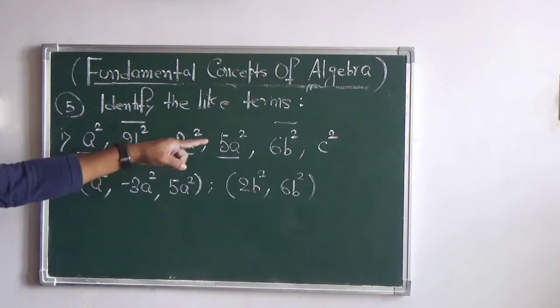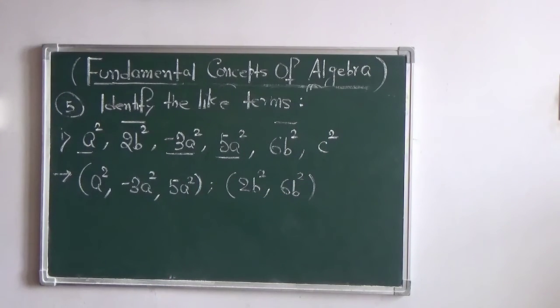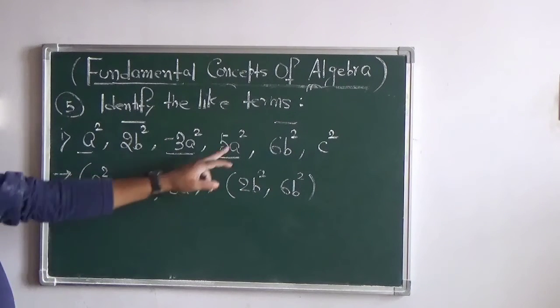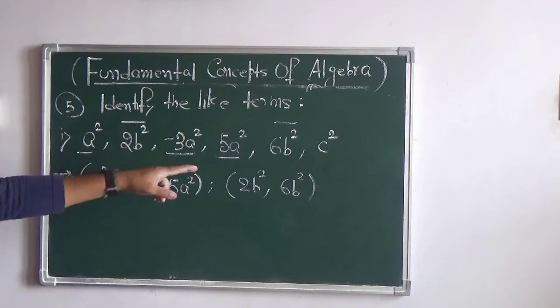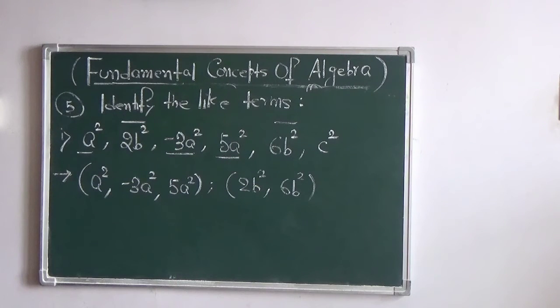So 1, 2, 3, 4, 5. C square is left alone, so it is only a single term. So basically here we have the like terms a square, minus 3a square and 5a square, and the other like terms are 2b square and 6b square. These are the two groups of like terms. So let us take another example.